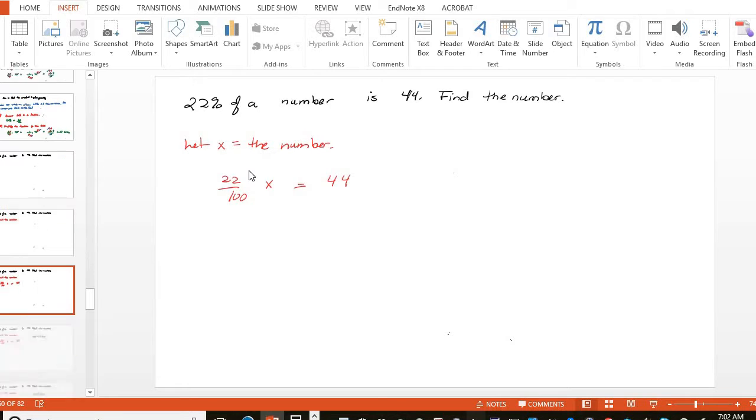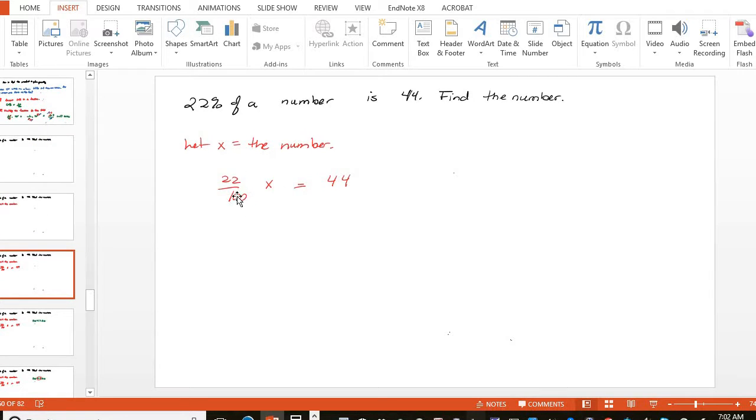22% of a number. How do I find 22% of a number? Well, I just told you that. 22 over 100 times the mystery number is supposed to be 44. So it's like the previous problem where I had a percent, but now I had this number and I had to find this number.